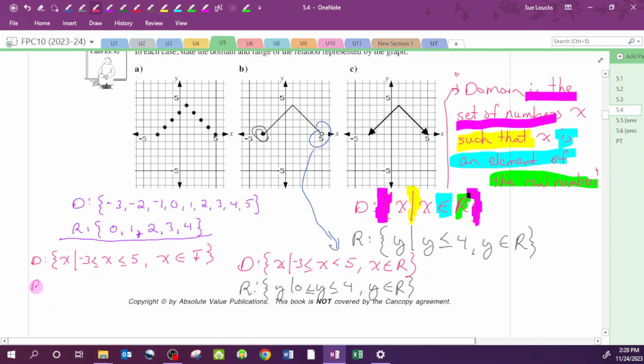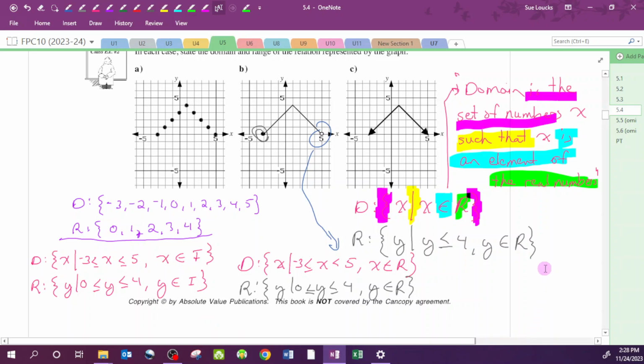And then my range, similarly, is all the y values where y is from 0 to 4 inclusive, which means I'm including 0 and 4, and y is an integer. It's an element of the integers. Okay, so hopefully that makes some sense.